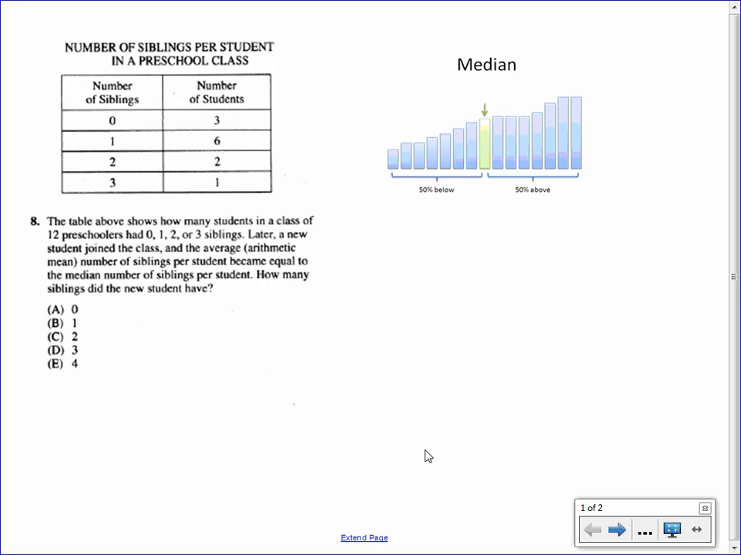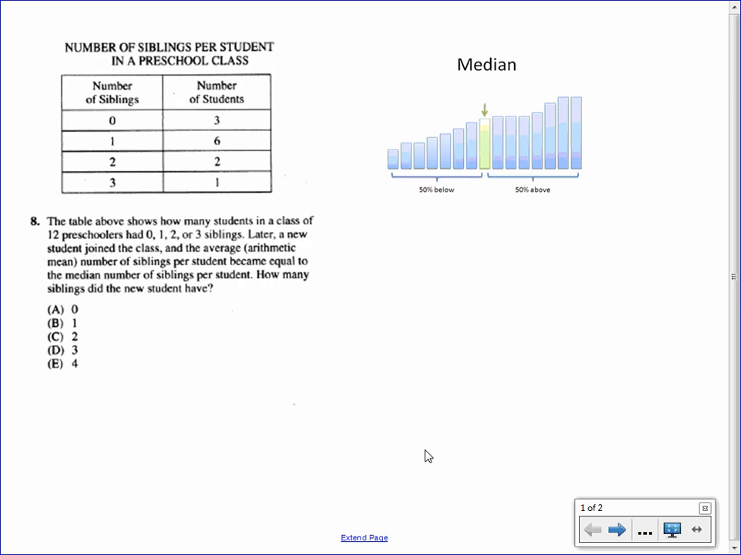This is question 8, test 7, section 3, page 770. It says the table above shows how many students in a class of 12 preschoolers had 0, 1, 2, or 3 siblings. Later, a new student joined the class, and the average, arithmetic mean, number of siblings per student became equal to the median number of siblings per student. How many siblings did the new student have?